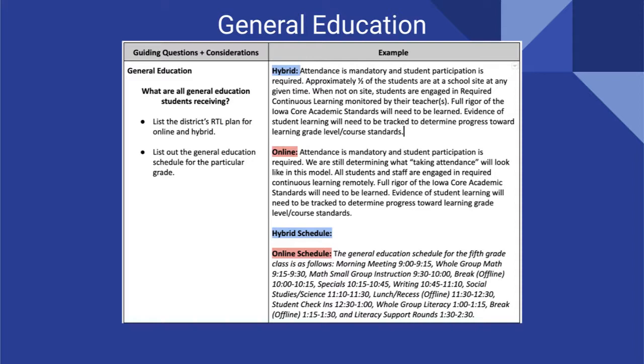The first section of the individual learning plan pertains to the general education services. This section answers a question: what are all kids doing? Or what are the students' peers doing?